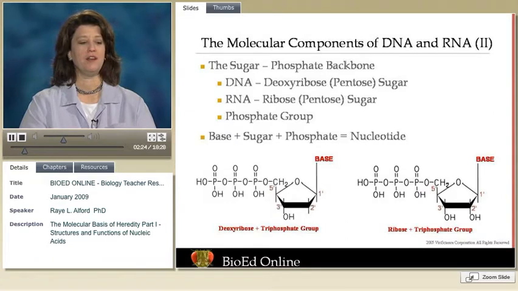The bases of DNA and RNA are attached, as shown in the drawings, to the 1' carbon of a pentose or 5-carbon sugar. This pentose sugar is part of the sugar phosphate backbone of the DNA and RNA macromolecule. Also attached to the pentose sugar is a triphosphate group. The triphosphate group is attached to the 5' carbon of the pentose sugar. Together, the triphosphate group, the pentose sugar, and the base make a molecule called a nucleotide.